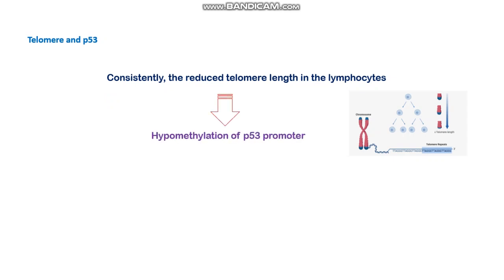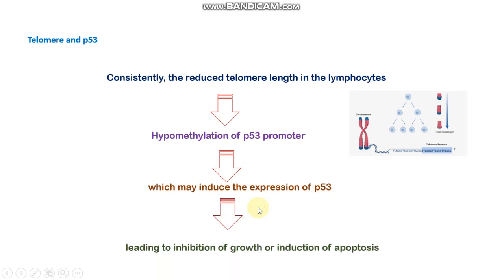Let's have a look at the telomere and P53 correlation. In one study, it has been found that reduced telomere length in lymphocytes may impact hypomethylation of the P53 promoter. Hypomethylation is an epigenetic modification, and that leads to a higher transcription level of the P53 promoter and overexpression of P53. As we know, P53 is a tumor suppressor protein, so as a result, inhibition of growth or induction of apoptosis occurs.